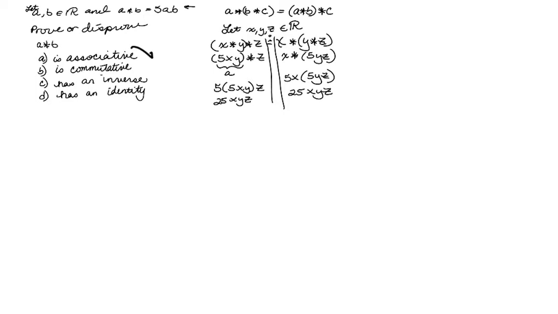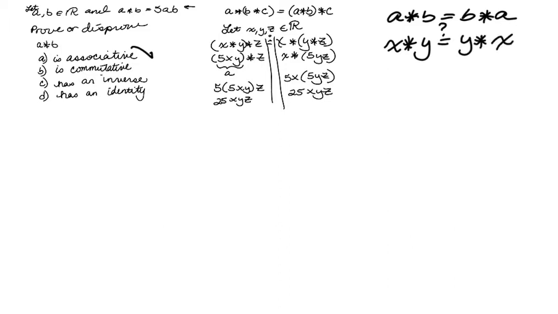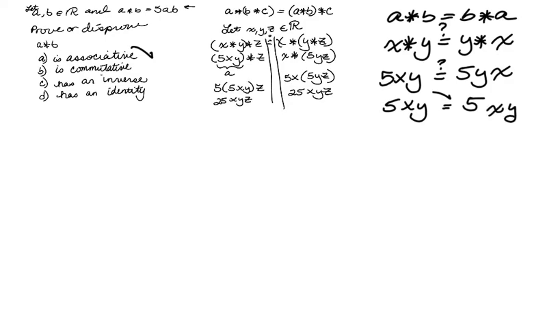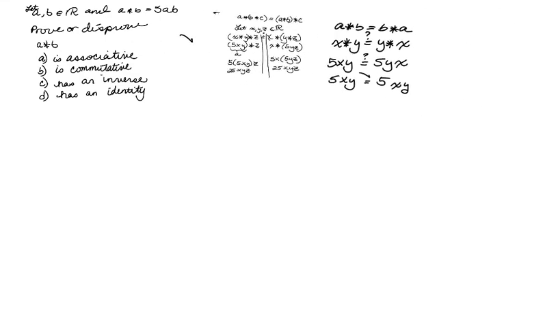So commutative, remember that's A star B equaling B star A. Will that happen? So we still have our numbers X, Y, and Z. Let's see if X star Y is equal to Y star X. So that's 5XY. Does that equal 5YX? Well, since these are real numbers, and real numbers are commutative under multiplication, and that's what we're actually doing, this is indeed equal. 5XY equals 5XY. So that one's good.